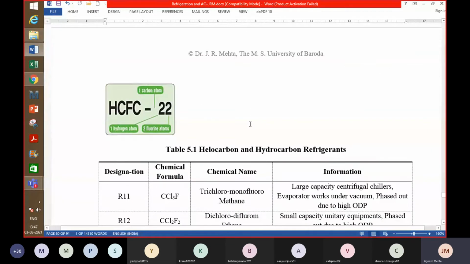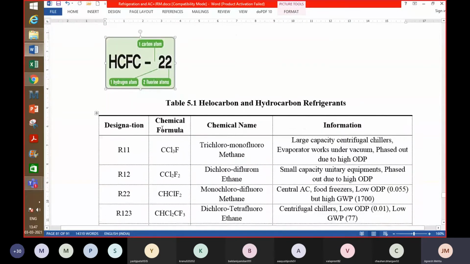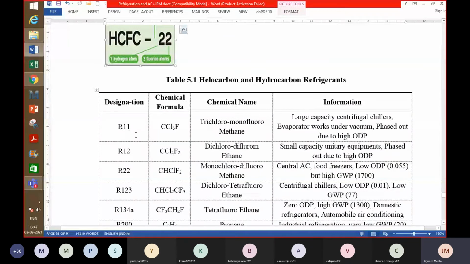Okay, so this has been shown for R22 or HCFC-22. There is 0 here, so it has 1 carbon atom. And this is 2, it means 2 minus 1, there is 1 hydrogen atom, and there is 2, it means there are 2 fluorine atoms. So this table gives you the common designation used, the chemical formula for that refrigerant, the chemical name of that, and some information about that, right?